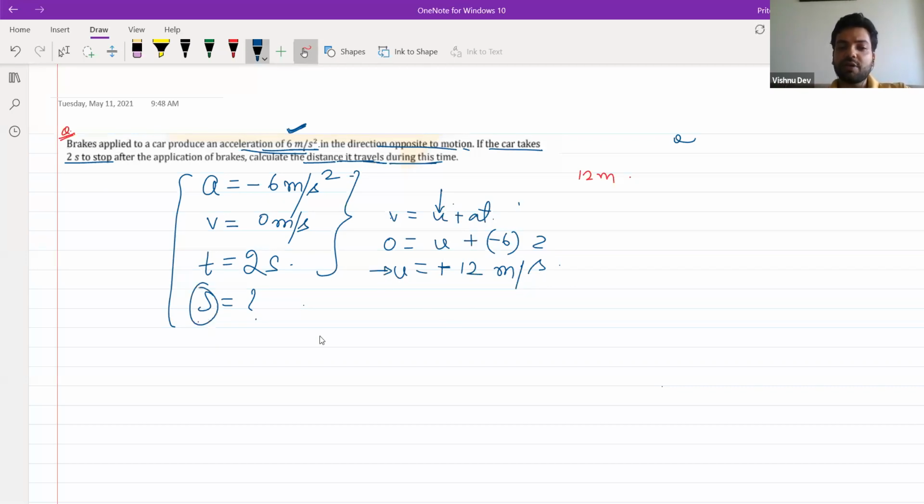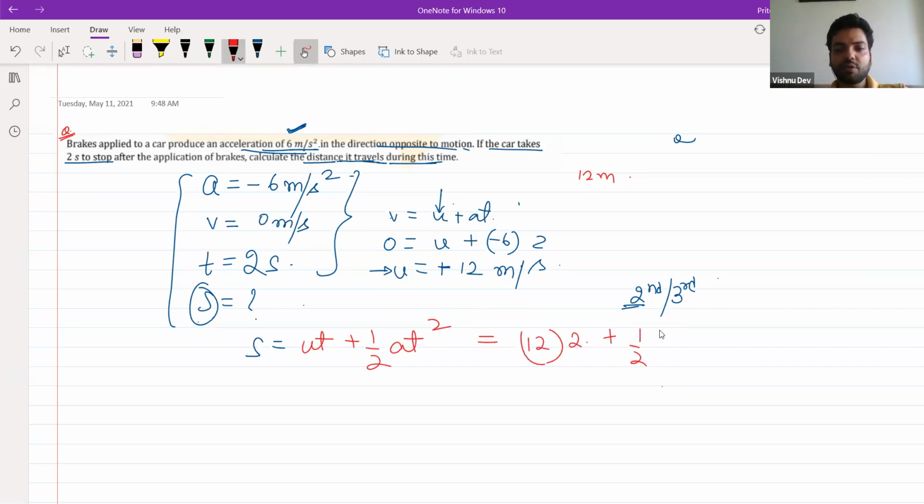So you can find out s by using either the second or third equation of motion. I'll randomly select any equation, let's say the second equation. So s will be ut plus half at square. So ut, that means 12 into t, which is 2, plus half, acceleration is minus 6, t square is 2 square. Let's compute: 24 and then minus 3 times 4. So you get 12 meters.